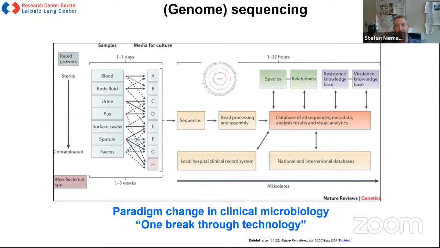you can basically address quite a number of questions by the sequencing that comes with the species identification over relatedness, which is not the topic for today. That means cluster analysis and transmission. And then you can look into resistance and into virulence. Knowledge databases to judge or classify the isolates. And that's, of course, would be one technology used for all these technologies. And that's like a paradigm change in clinical microbiology by one breakthrough technology.